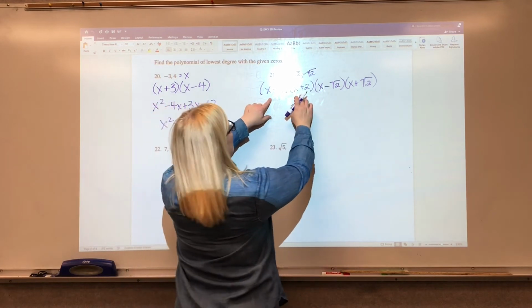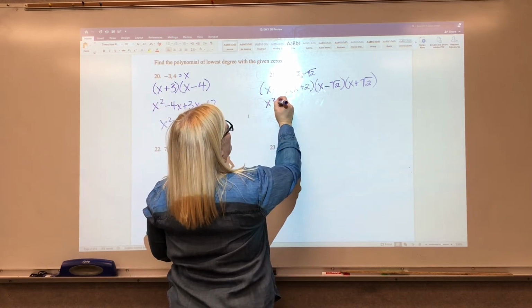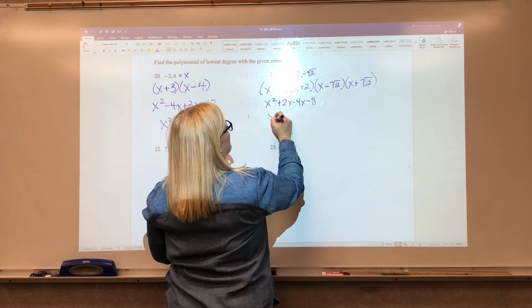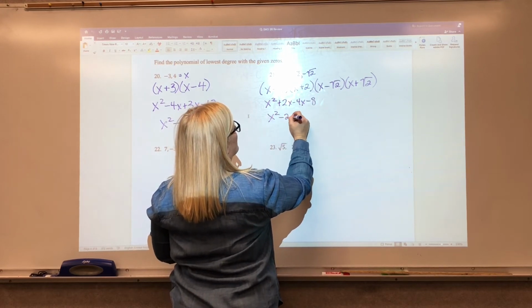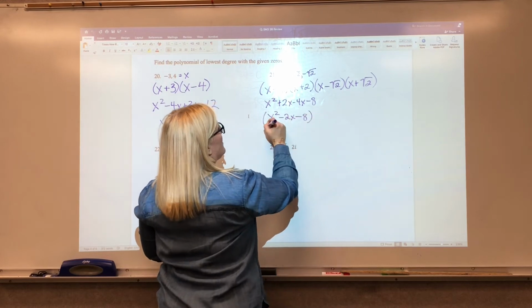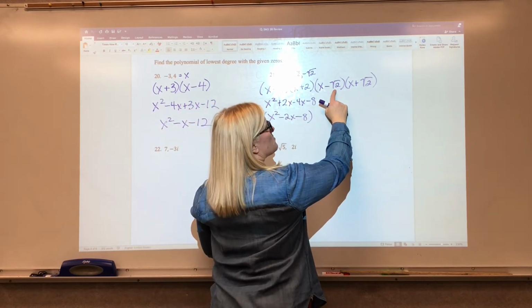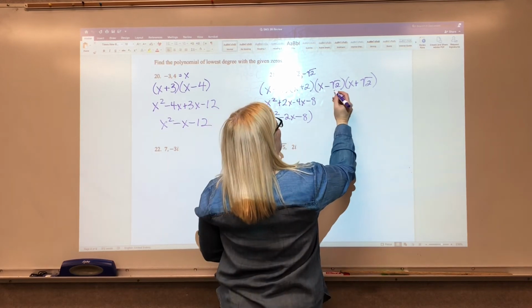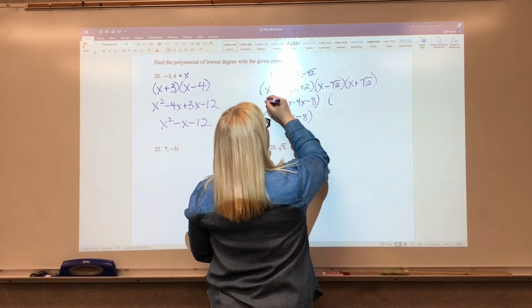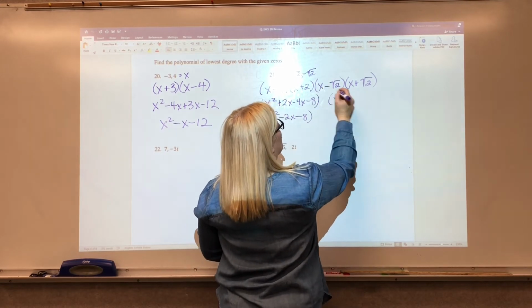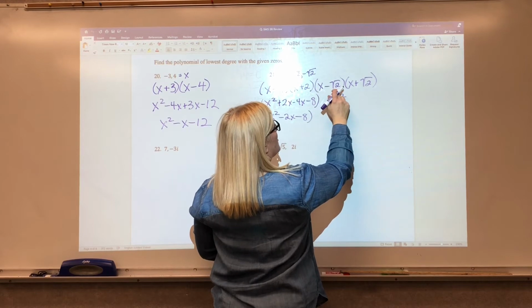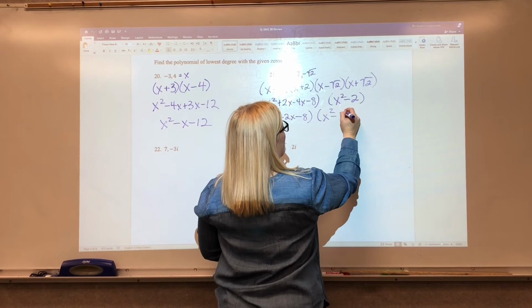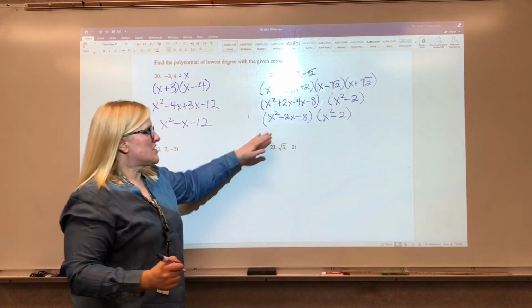So these two, I'm going to have x squared plus 2x minus 4x minus 8, which gives me x squared minus 2x minus 8. This one is like a minus b, a plus b, so it's the difference of two squares. So I'm going to have x squared, the square of the first, minus the square of the second, which is 2. Okay, and now I'm just going to distribute twice.